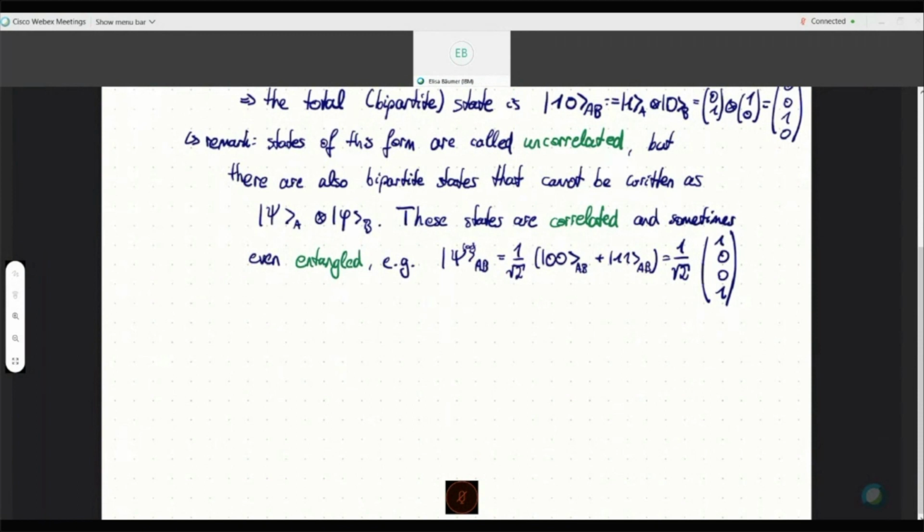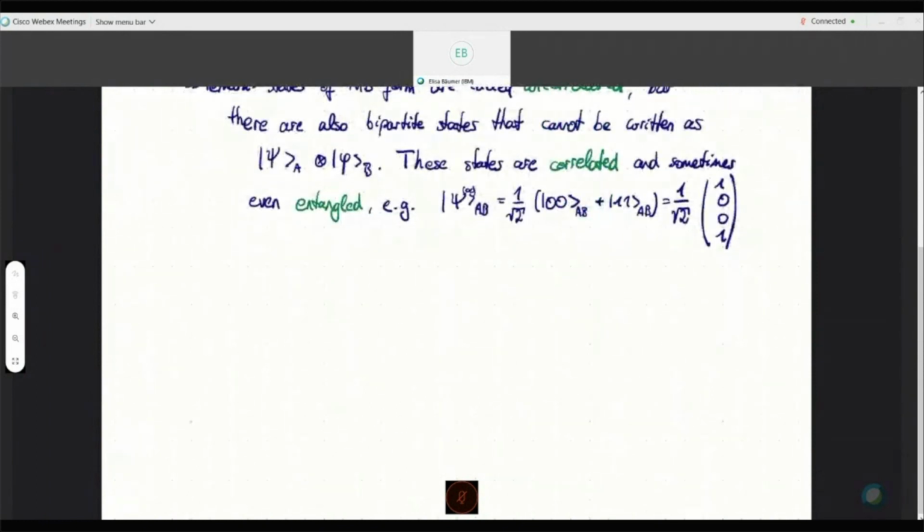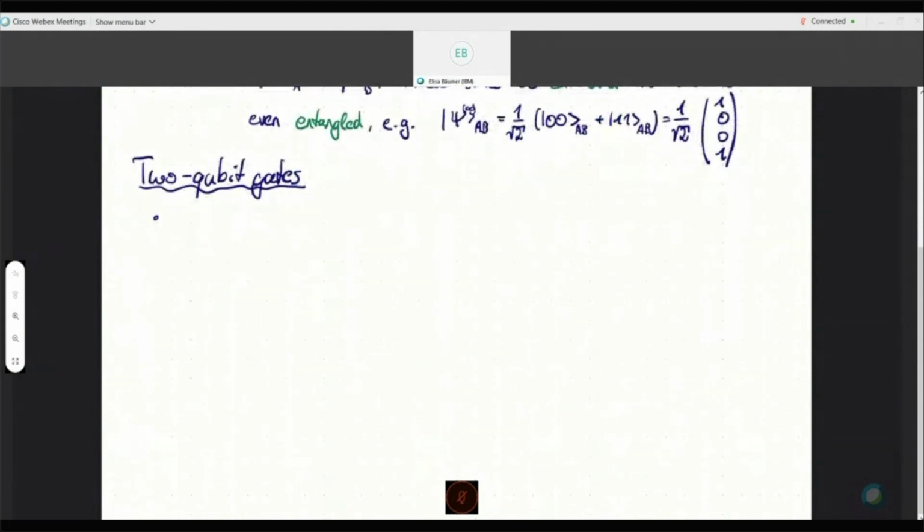So now that we know how to describe states on multiple qubits, we can continue with 2-qubit gates. And as before, we will start with a classical example. A classical example of a gate that acts on 2 bits is the XOR gate.